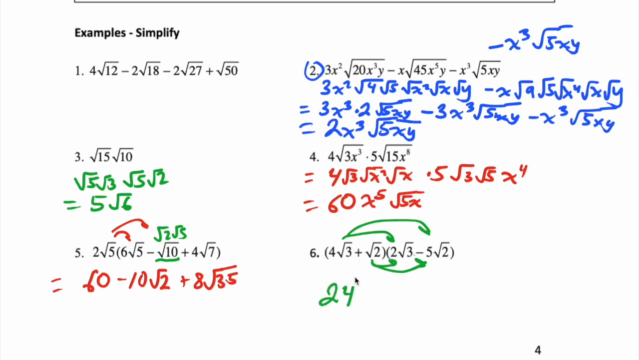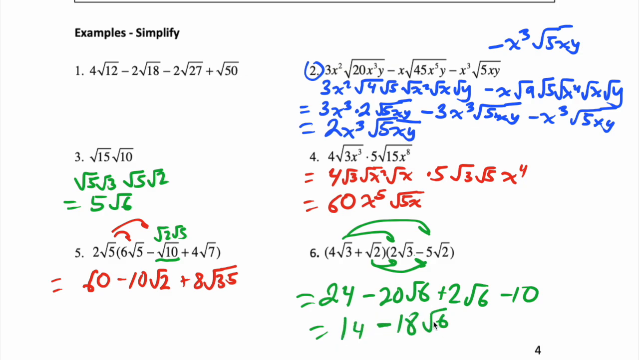Next, that's going to be 20 root 6. And this one is 2 root 6. And lastly, root 2 times root 2 gives you 2. 5 times 2 is 10, so it's going to be minus 10. 20 minus 10 is... 14, and this gives you negative 18 root 6.